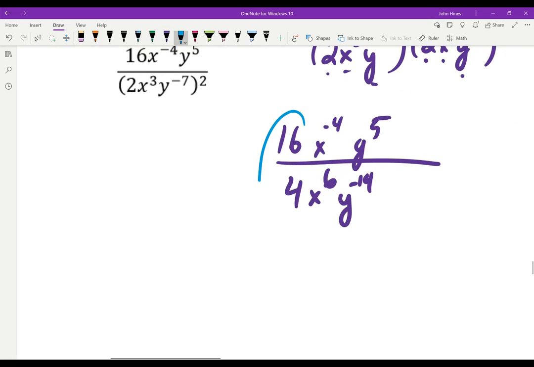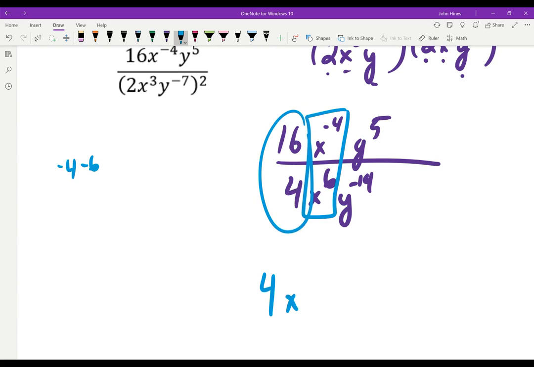All right, 16 divided by 4 is 4. Here I have to subtract. Negative 4 minus 6 is x to the negative 10. And then here I have to subtract. You got to be really, really careful because I'm subtracting away negative 14. 5 minus negative 14 is really 19. Y to the 19th there. So you got to be careful when you're subtracting here. It's top minus bottom. You got to watch out for double negatives.